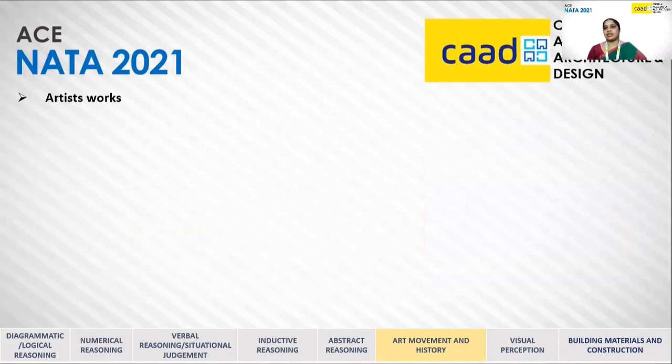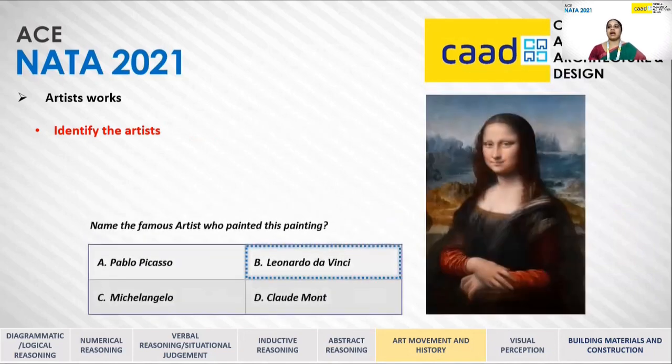Last topic is artists' work. In the same way here, the image of the painting will be given and you have to identify the artist who painted it. For example, name the famous artist who painted this Mona Lisa painting. Answer is Leonardo da Vinci.